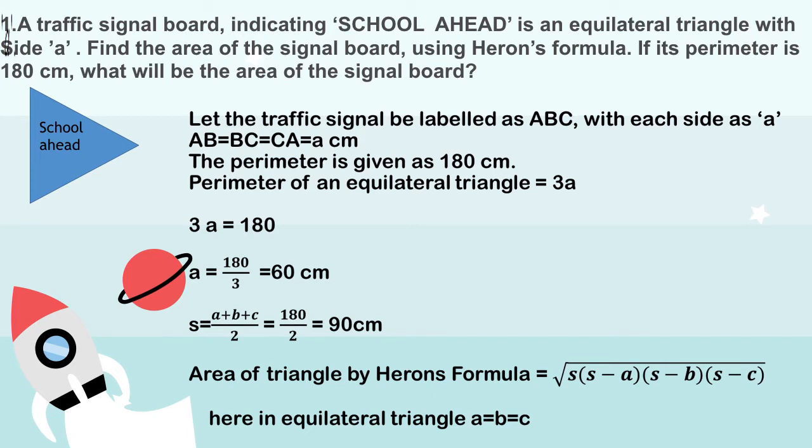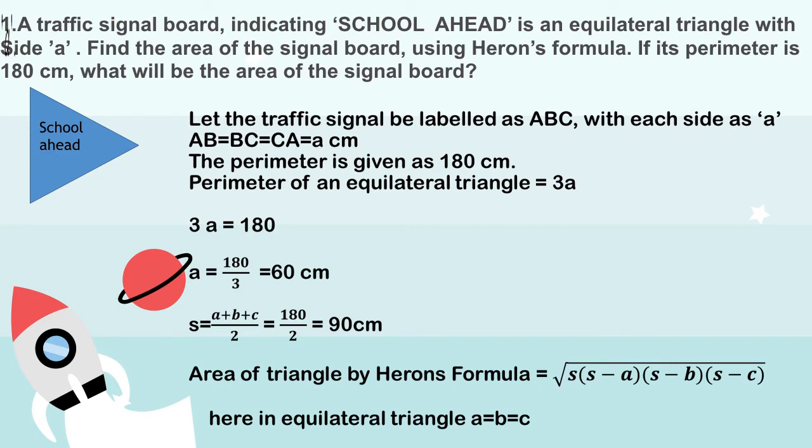And what is the semi-perimeter? Semi-perimeter is equal to perimeter divided by 2. I am given the perimeter as 180. I'll divide it by 2. So the answer is 90 centimeters. Students, don't forget to mention the units. It is very important.